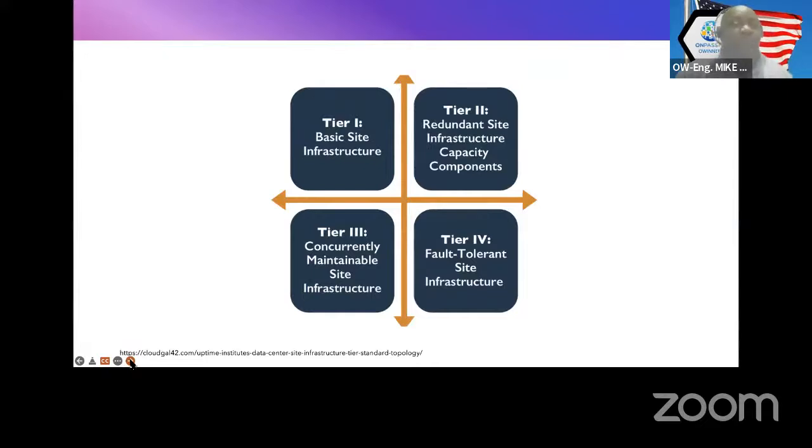Now, we have four different kinds of data centers: Type 1, Type 2, Type 3, and Type 4. Type 1 is just a basic infrastructure, like a big building. Type 2 is the redundant site infrastructure capacity components, which means it has some kind of redundancy.